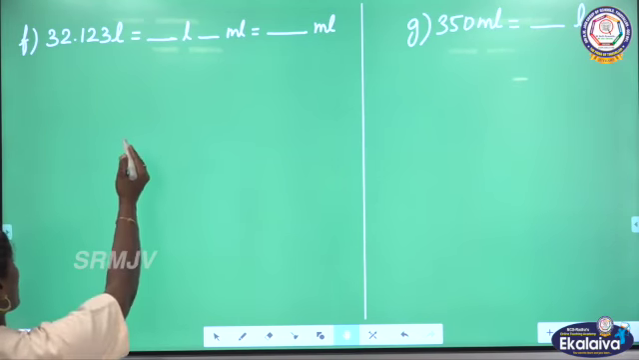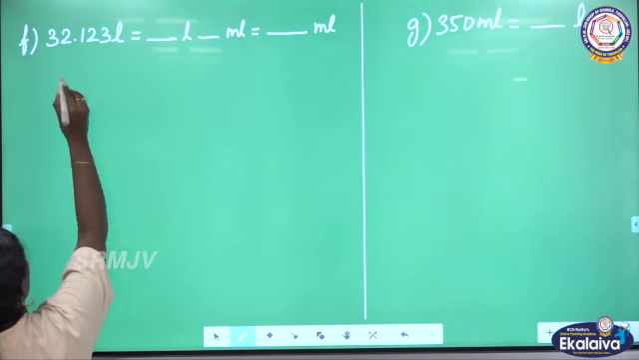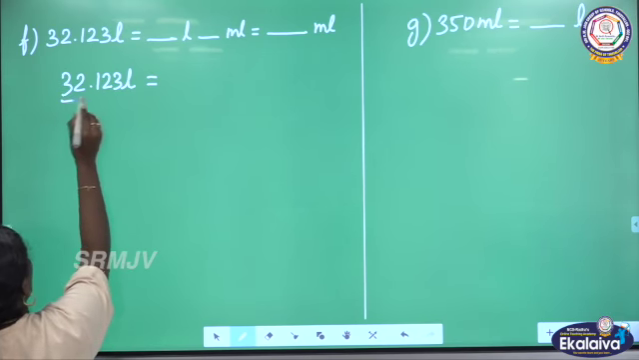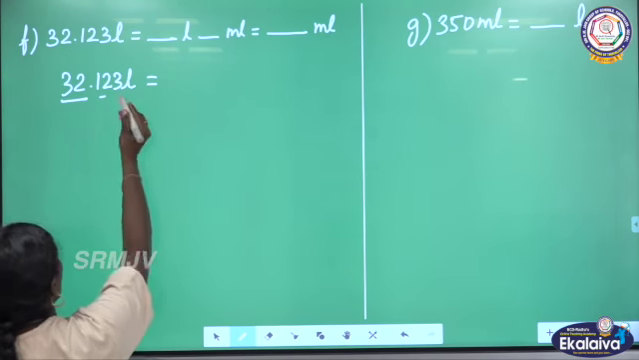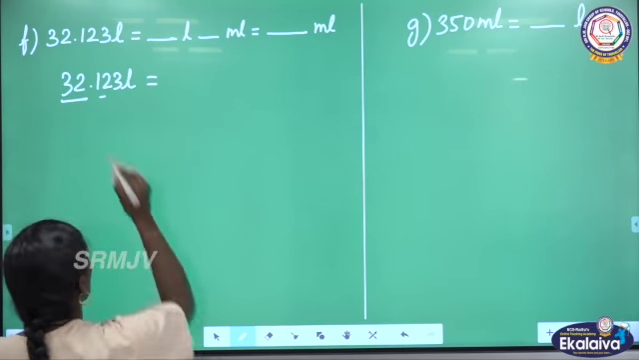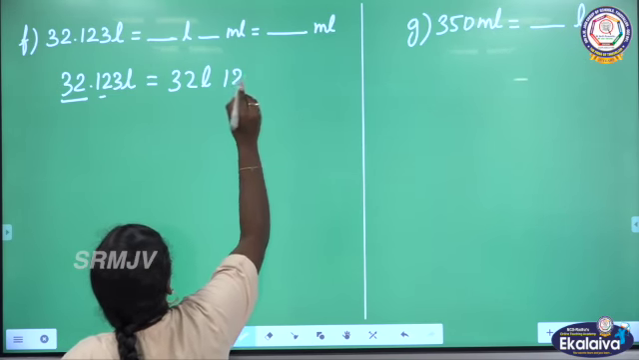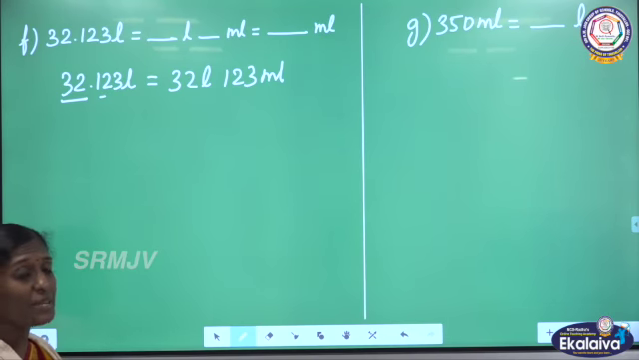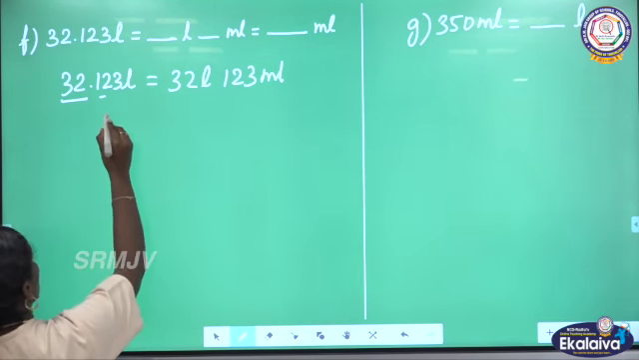32.123 liter. First, we have to write as liter and milliliter. Then we are going to convert it as a milliliter. Here, 32.123 liter. Here, the whole number part, 32, is the greater unit liter and the decimal part is smaller unit milliliter. So that is 32 liter and 123 milliliter. Now we are going to convert it into milliliter, greater unit to smaller unit. So we have to use multiplication.